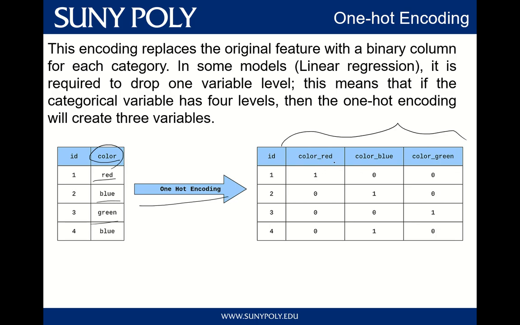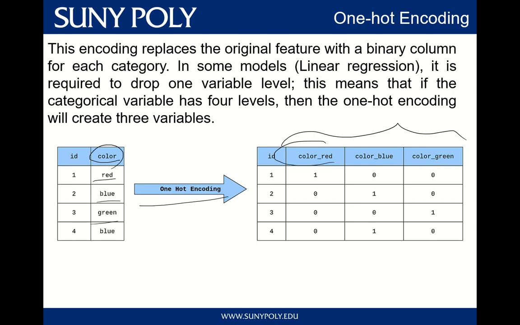Because now the color red means: is it red? If it's red, then it's equal to 1, and the other variables are equal to 0. If it's blue, then color blue is going to be equal to 1, like the second observation. Or if it's green, the third column is going to be equal to 1, and the others are equal to 0. So this is one-hot encoding. We call these indicator variables, which are 0 or 1.